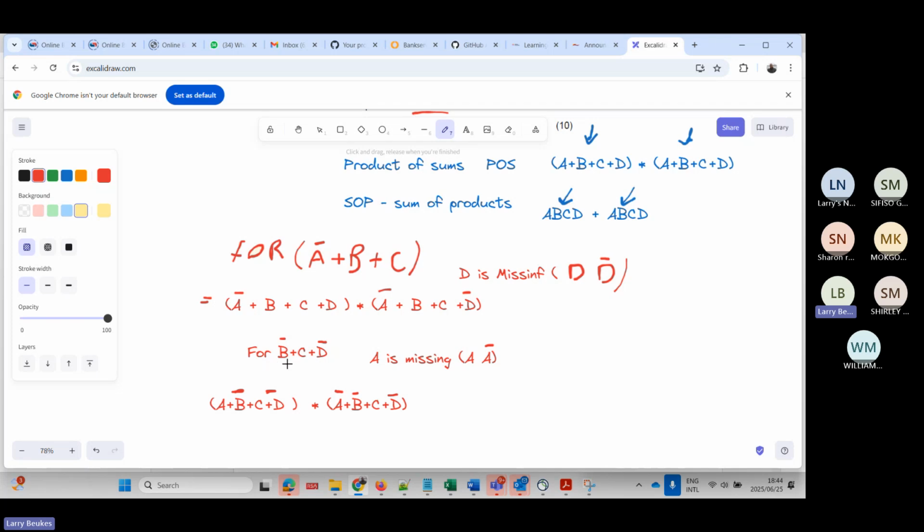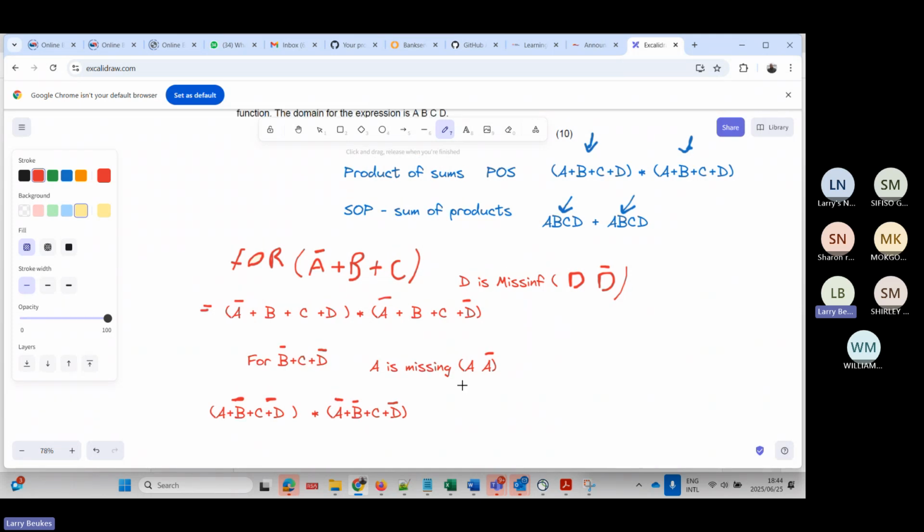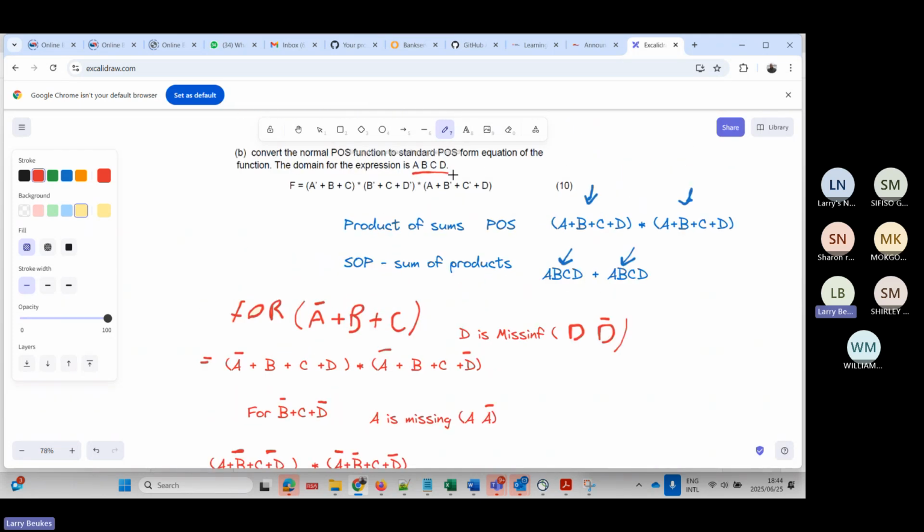The standard form basically just means that we saw that A is missing. We had two possibilities, A and not A. So it gave us two terms here, right? Because there were four variables, the standard form means we always have to have four variables, because they are our domain expression, the domain for the expression A, B, C, D.